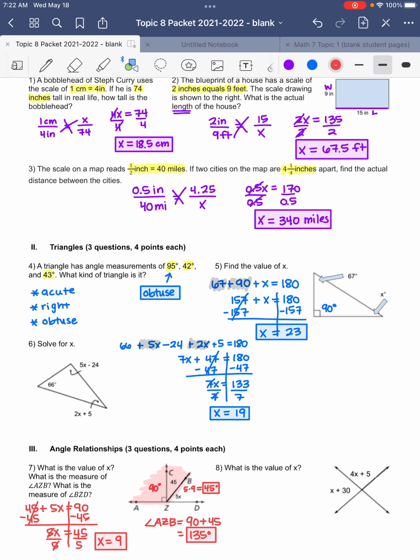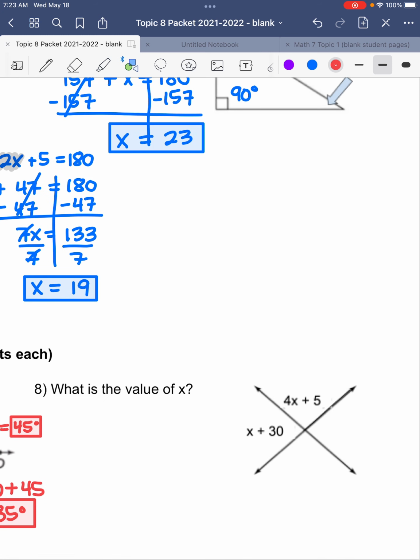Let's move on to number 8. What is the value of x? Well, first I need to know what kind of angles these are. And what I notice right away is that these angles lie along this straight line. Oops, let's just make that a normal line. They lie along that straight line right there, right? So because they lie along that straight line, they form a straight angle. And that means that they add up to 180 degrees. So these are supplementary angles. They add up to 180 degrees.